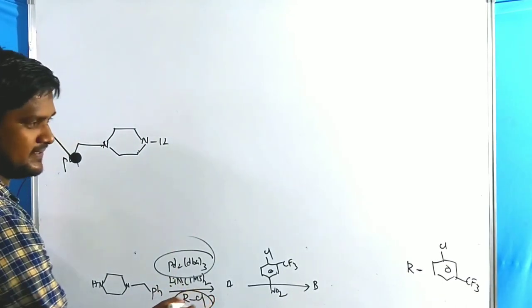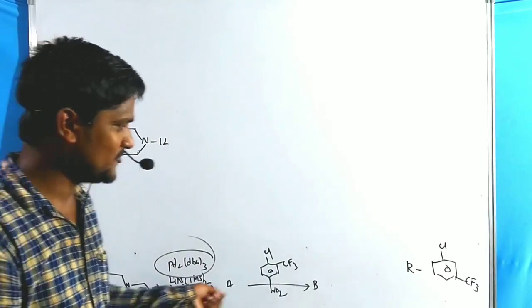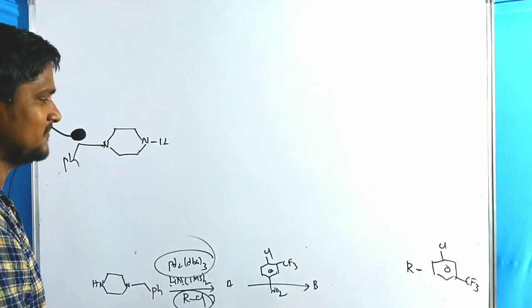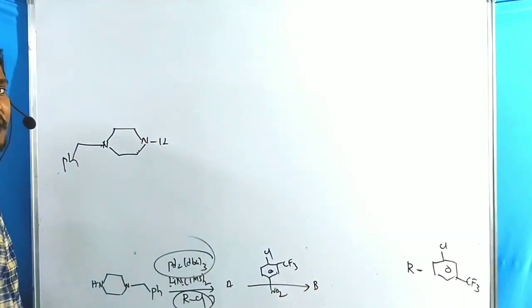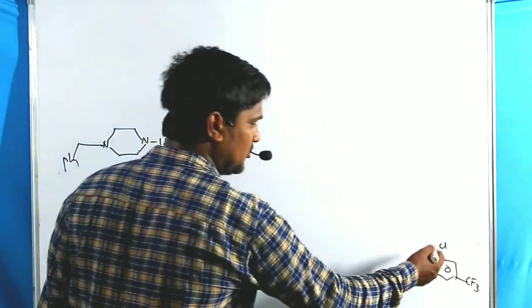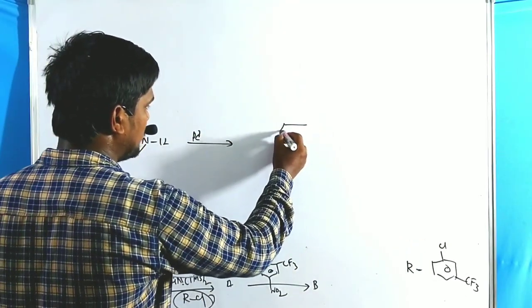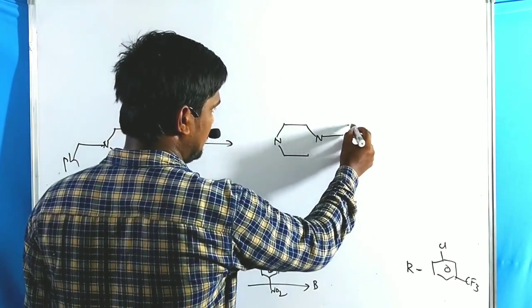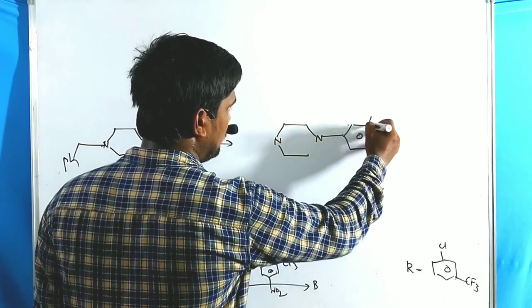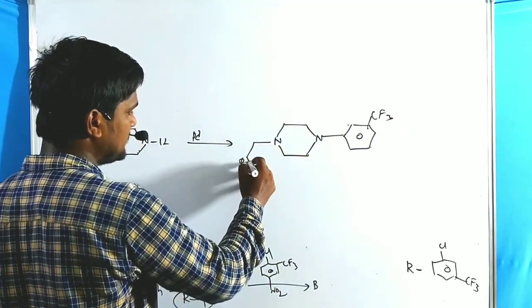Now here it is RCl. Because of the lack of space, I will write the R group over here. That means a meta trifluoromethyl chlorobenzene. Now in the presence of palladium complexes, we will get the product like this, nitrogen. Here the nitrogen attacks the compound at the meta position having the trifluoromethyl group, here it is the benzene.